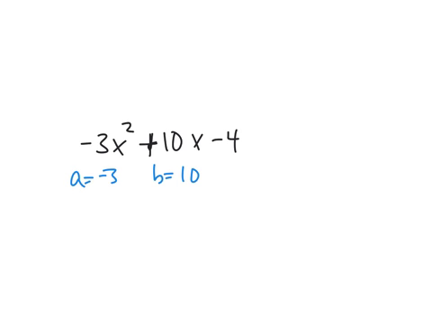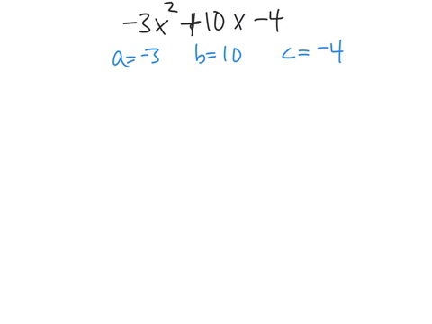All right, I already ruled out Desmos. Desmos doesn't work on this one. It gives us some decimals, and we don't need decimals, we need fractions. So we have to use the quadratic formula. So -3x squared plus 10x minus 4. So A is -3, B is 10, and C is -4.